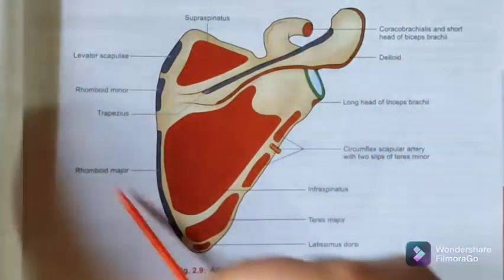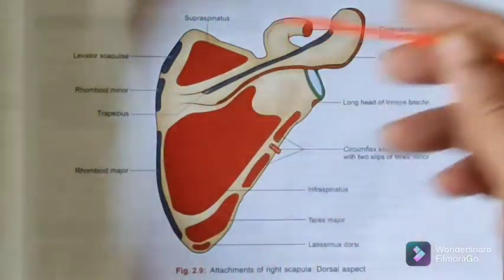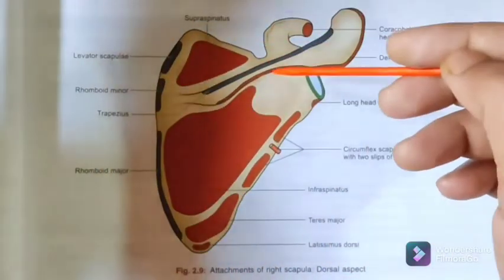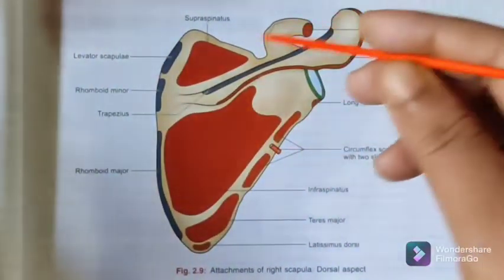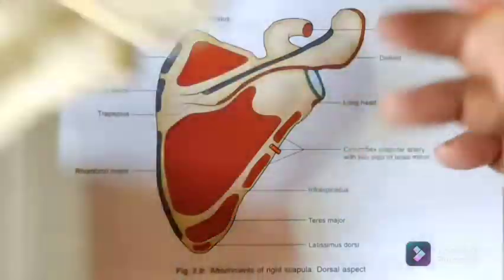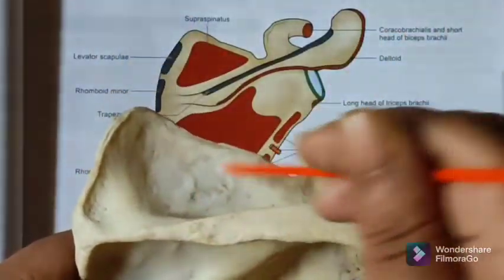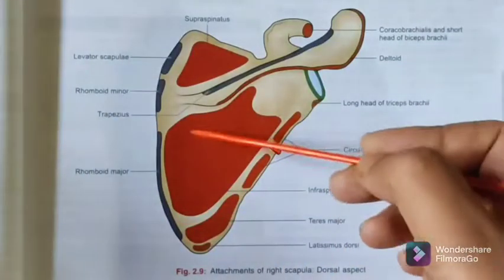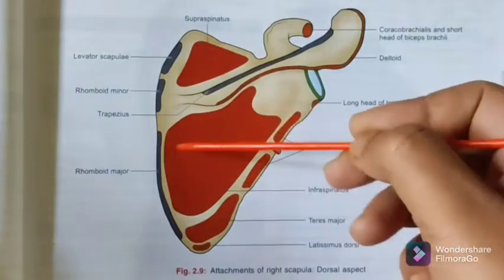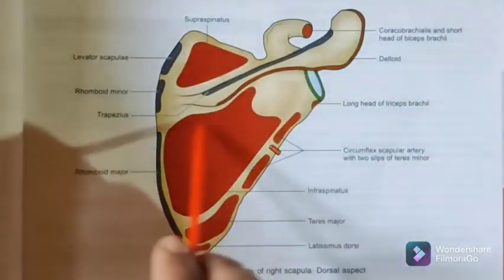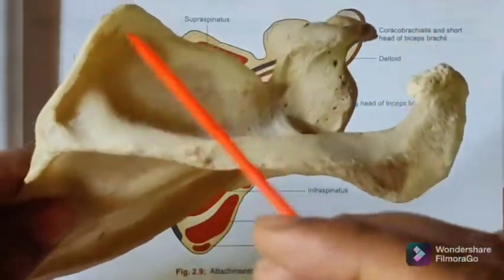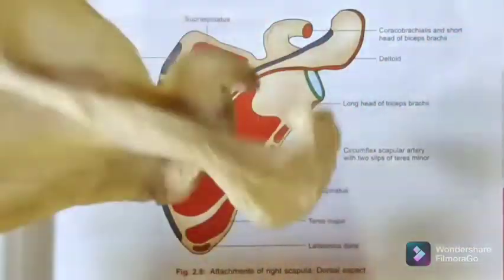Now in this diagram, this is the dorsal aspect of the right scapula. I want to focus your attention on some important attachments. This is the supraspinatus, which I told you is attached in the supraspinous fossa. This is the infraspinatus muscle, attached in the medial two-thirds of the infraspinous fossa.